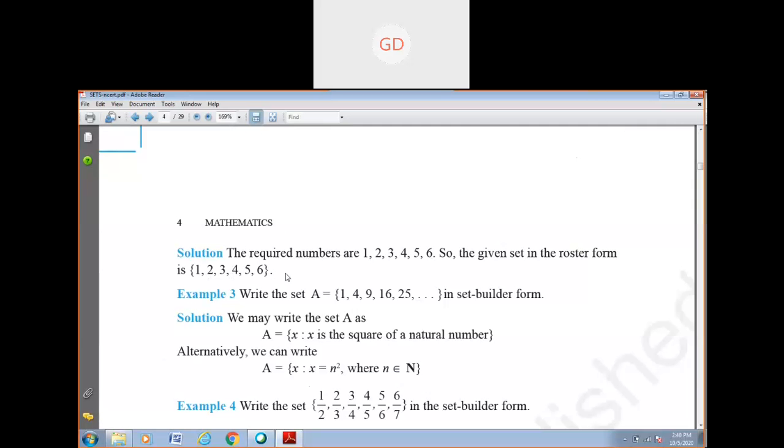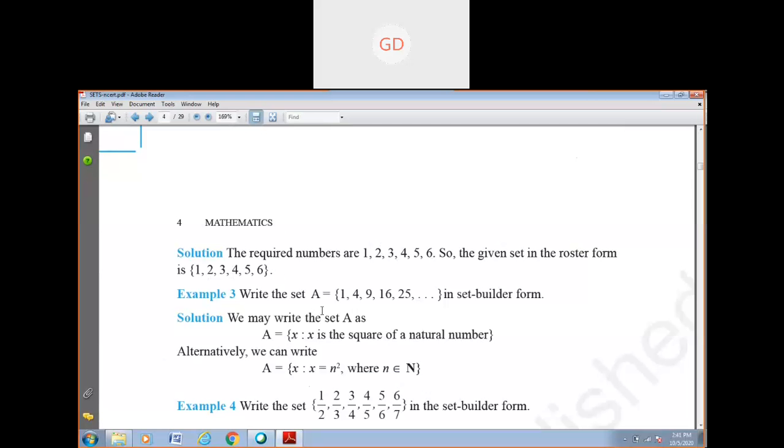So this is the same set. It is in roster form, and what is given in the question is in set builder form. Again, this was set builder form to roster form; we can have the elements like this.